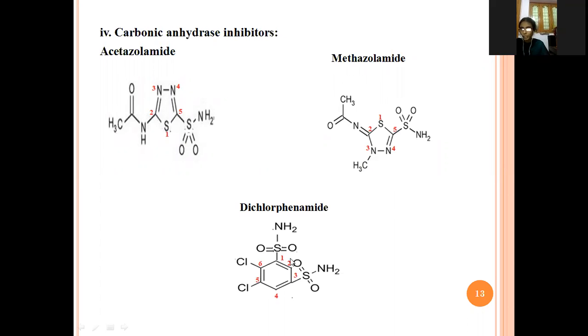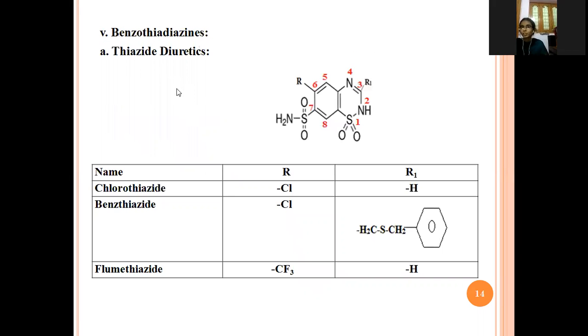Here this is the phenyl structure. For the phenyl, in the 4th and 5th positions, the chlorine atoms are attached. In the 1st and the 3rd positions, the sulfonamide groups are attached. So next, benzothiadiazine. The first one is thiazide diuretics. So this is a structure of the thiazide diuretics. See here, the 3rd position and the 6th position. If you replace the different substituents, we will get different drugs.